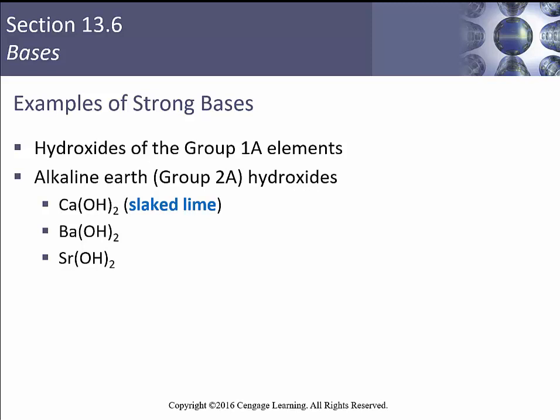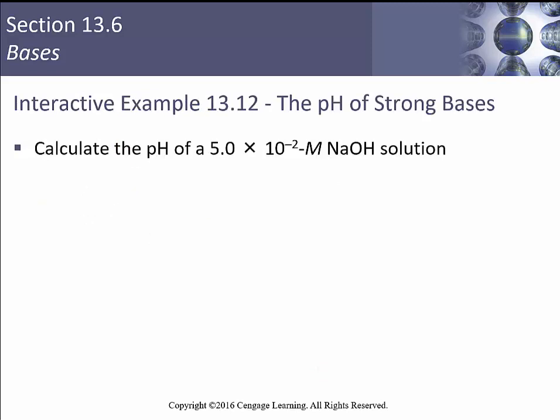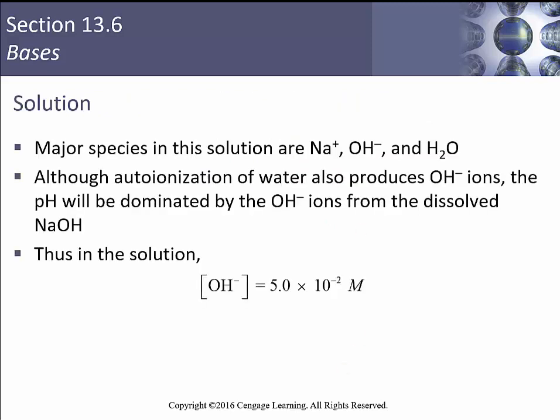Now, I already warned you guys that this is only to the extent that it dissociates. So calculating the pH of a strong base is pretty straightforward. You're going to take your 5.25 times 10 to the minus 2 molar sodium hydroxide solution. The major species in solution are going to be sodium, hydroxide, and H2O. Although the autoionization of water also produces hydroxide ions, the pH is going to be dominated by the hydroxide ions from the dissolved sodium hydroxide.